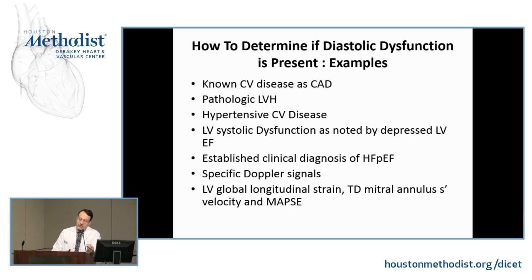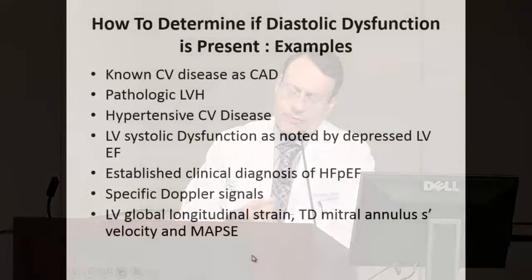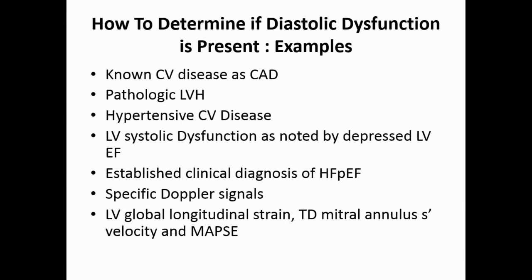And then if I have something else to tell me there is an abnormal myocardial function, this could be LV longitudinal strain, could be mitral annulus S prime velocity, could be the mitral annulus descent. All of them are measures of longitudinal function, some with higher reproducibility and feasibility than others, particularly as you go to simpler methods as opposed to strain.